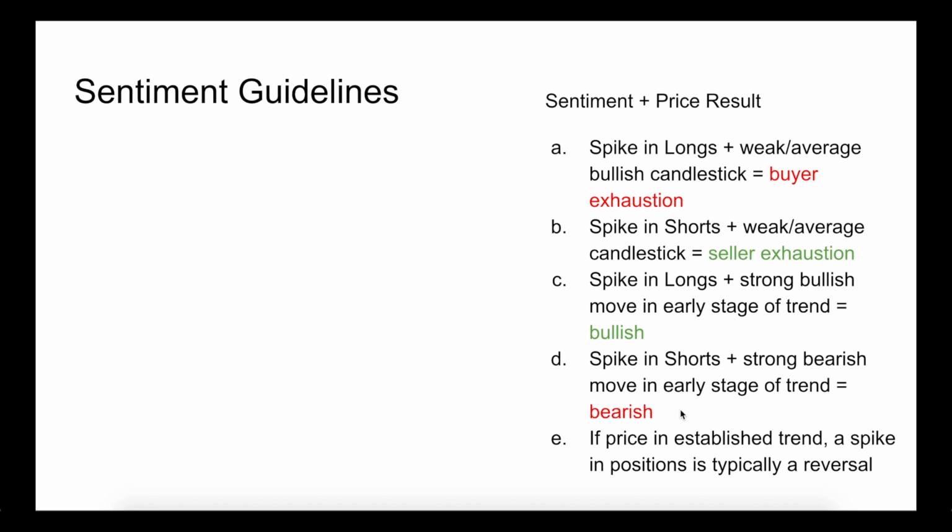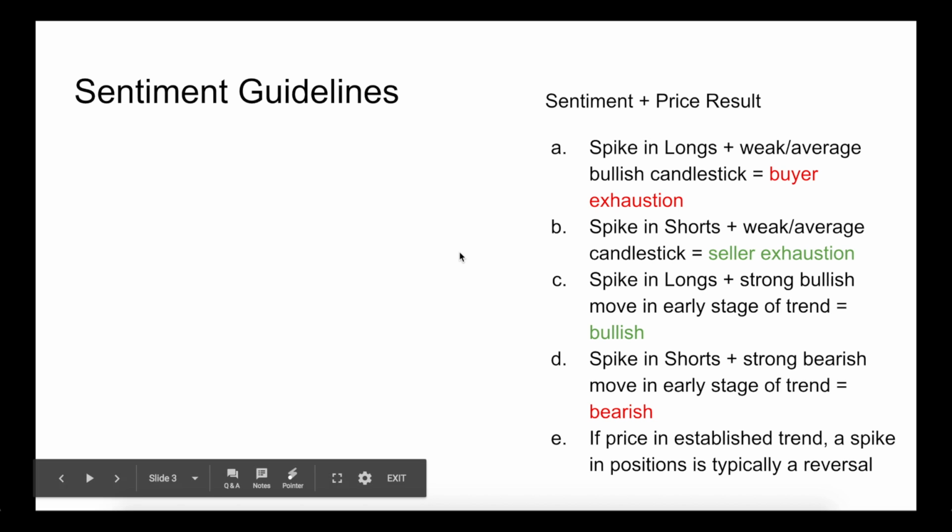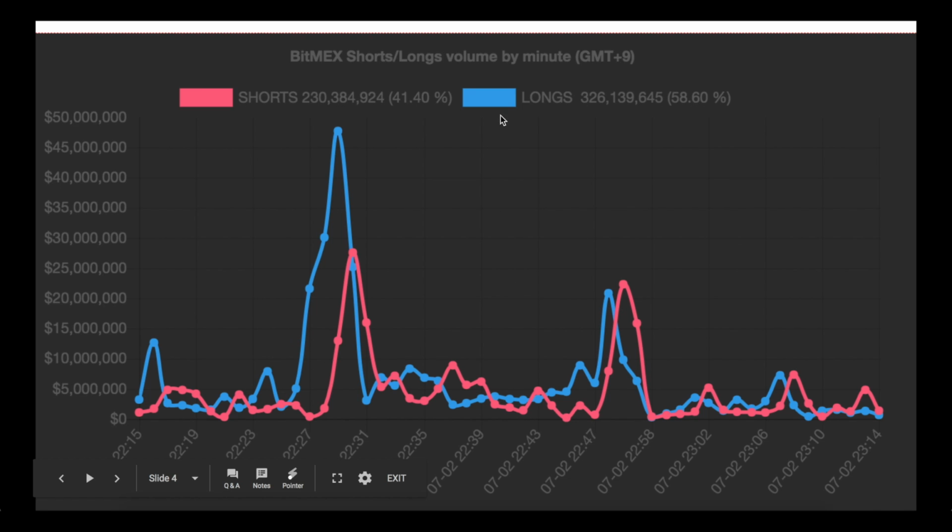One, is price in an established trend? Meaning, do most traders look at this and say it's a downtrend? Do most traders look at this and say it's an uptrend? Two, how much result has price made based off that buying or based off that selling? And three, how much buying or selling have we had? So with that, let's apply all of these guidelines here.